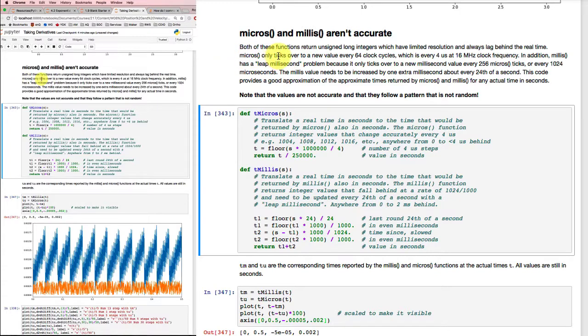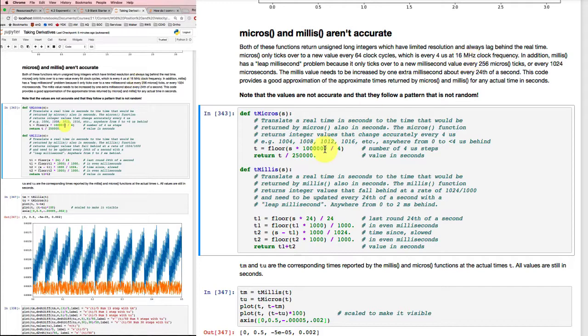The micros function only ticks over to a new value every 64 clock cycles. So when the microcontroller is rolling along at 16 megahertz, so 16 million times a second, it counts up to 64 clock cycles, and then it increments the counter for microseconds. So the microseconds counter is always behind, and it's only changed every 4 microseconds.